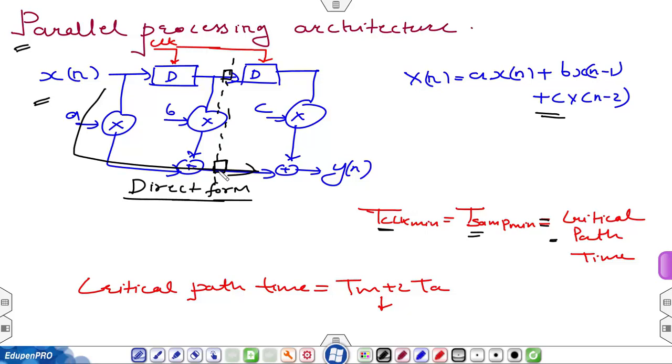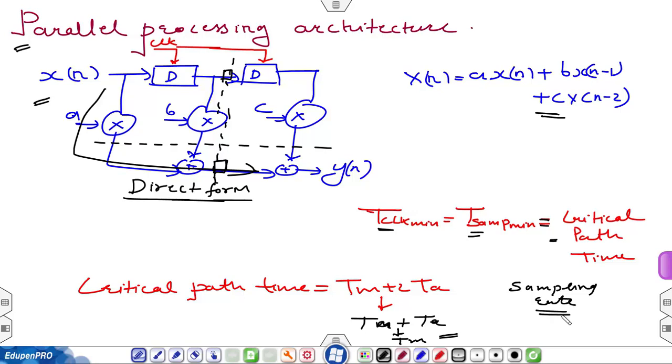So if we put two delay elements along this feed forward cut set, then the critical path time was reduced to ta plus ta, and further it can be reduced to tm if delay elements were placed along this feed forward cut set. Okay, so the main aim was to increase the sampling rate, and this was achieved by reducing the sampling time, and this was in turn achieved by reducing the critical path time, because these are dependent.